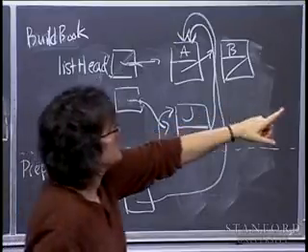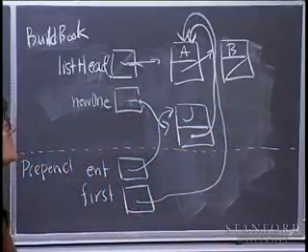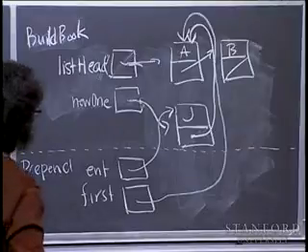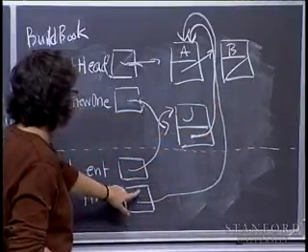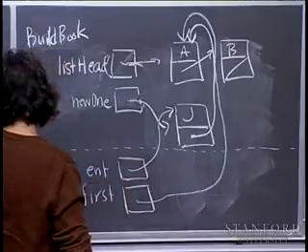And then the next line I need to do is I need to update the list head to point to J. So it says first equals ENT. So first gets the value of ENT. Well, this just does pointer assignment.